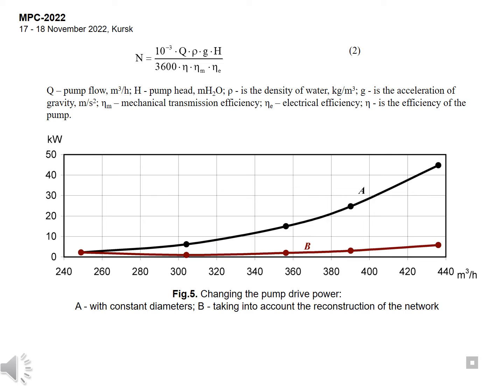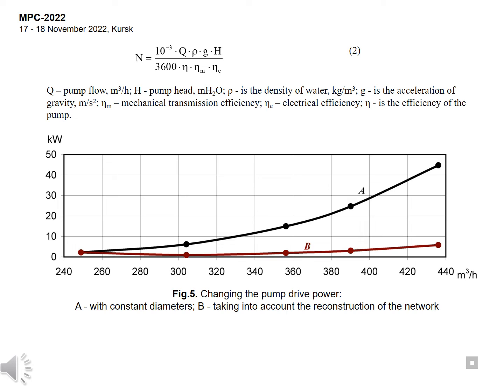To change the water flow in order to provide consumers with the calculated amount of heat at constant diameters, it is necessary to increase the pump drive power, which can be determined by Formula 2. The results of calculating the power expended for transporting the coolant while maintaining the diameters of the first stage of construction unchanged are presented in Figure 5 in the form of curve A. From Figure 5 it follows that the power costs when connecting all consumers will increase by 20.4 times.